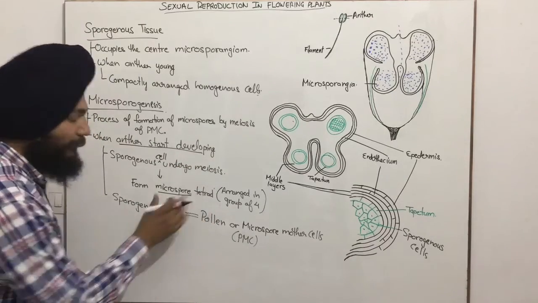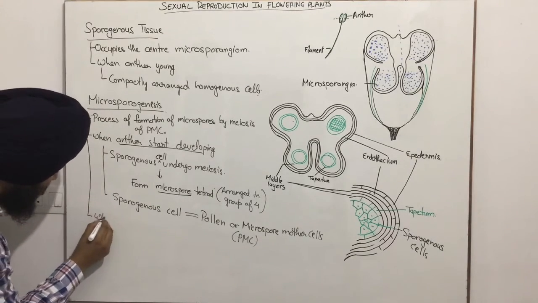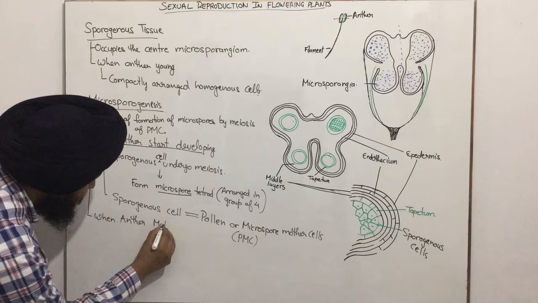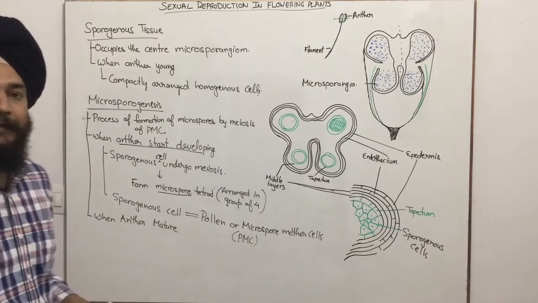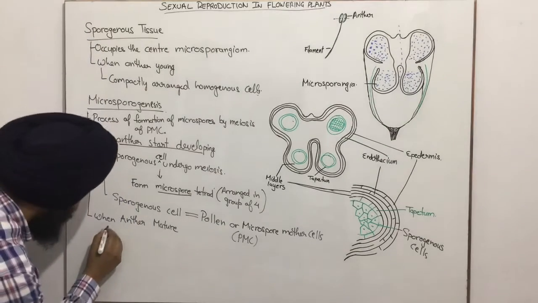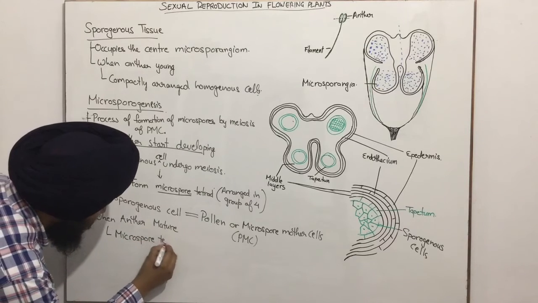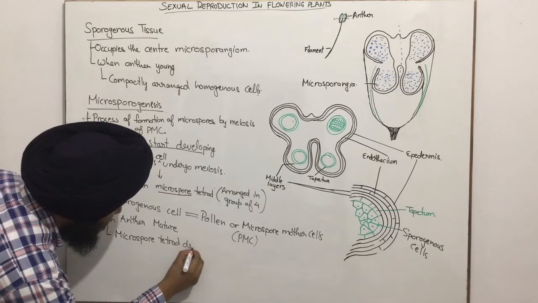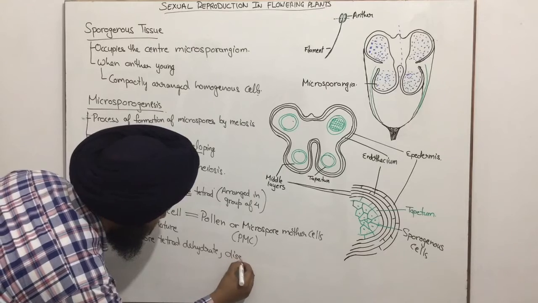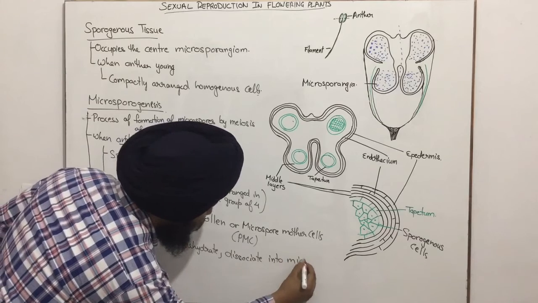Now when the anther starts developing, the microspores are arranged in a group of 4, that is called the microspore tetrad. And when the anther becomes mature, then the microspore tetrad undergoes dehydration. So the microspore tetrad dehydrates and dissociates into microspores.